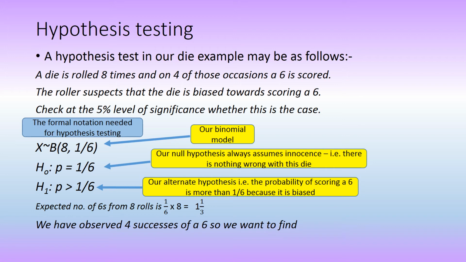In this situation we've observed 4 successes of a 6, so we actually want to find the probability of scoring 4 or more 6s out of 8, and we want that the 4 of course is bigger than the expected value of 1 1/3, so we are going to the top end of the probability distribution, and therefore we want getting 4 6s, 5 6s, 6 6s, 7 6s and 8 6s.